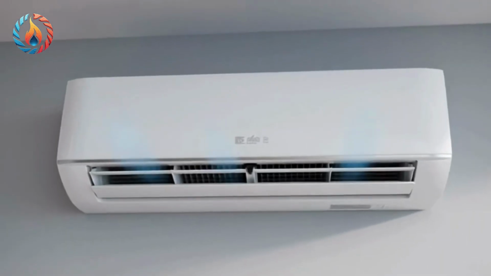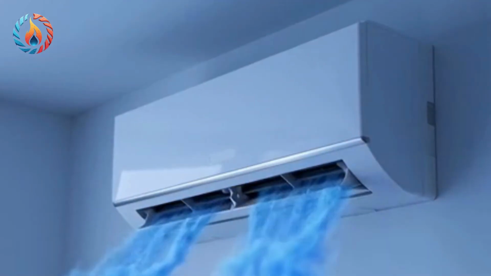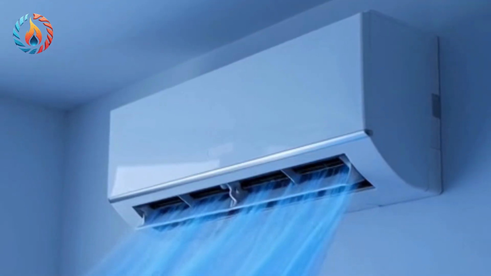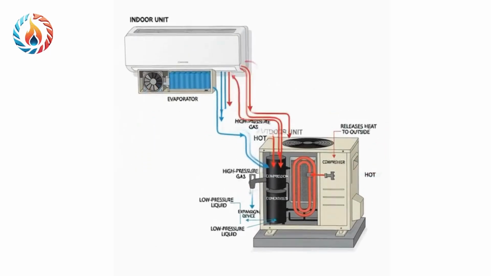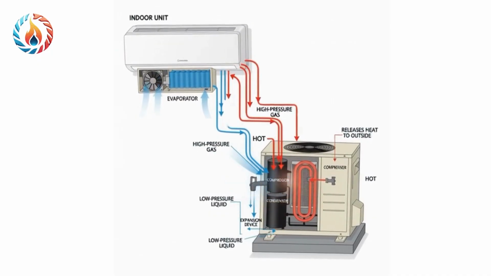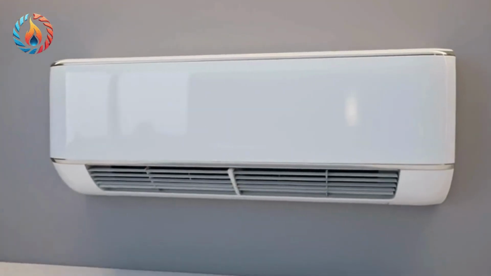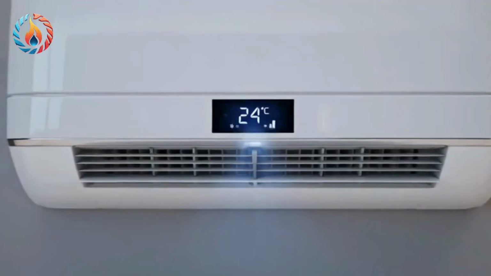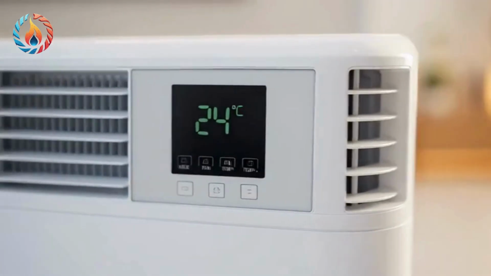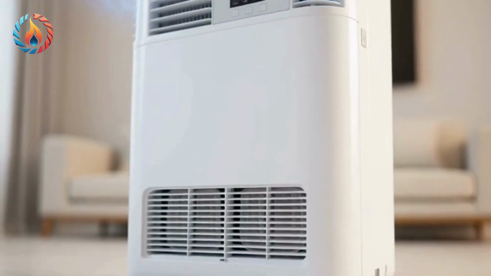After that, the liquid refrigerant moves through the expansion device where its pressure drops suddenly. This pressure drop makes it cold. Now the cold refrigerant enters the evaporator coil inside the indoor unit. The blower fan pulls warm room air across the cold coil. The refrigerant absorbs heat from the room air and evaporates back into gas form. The cooled air is blown back into the room, and the refrigerant returns to the compressor. This cycle continues until the desired temperature is achieved.